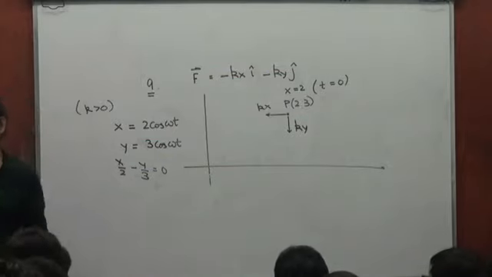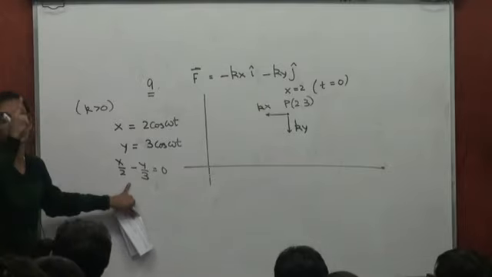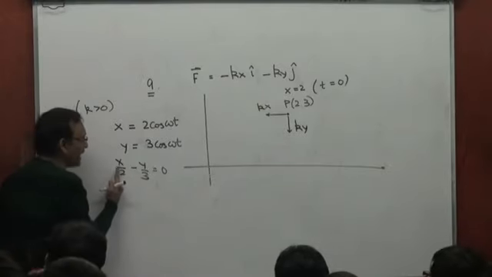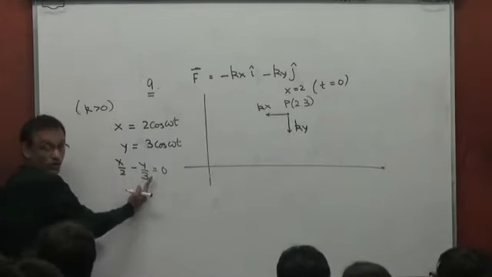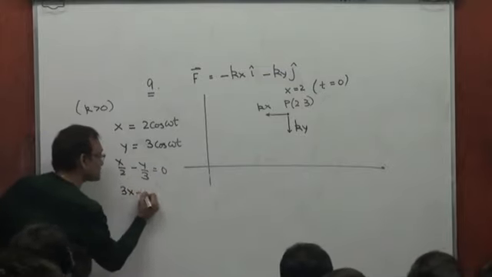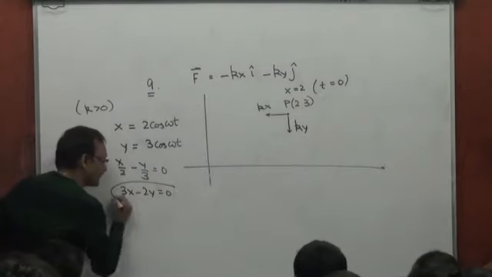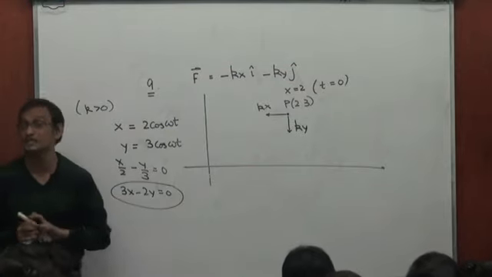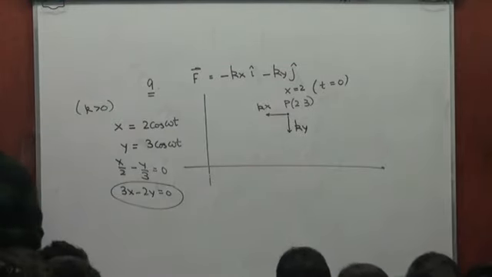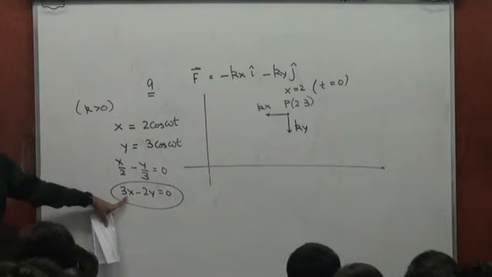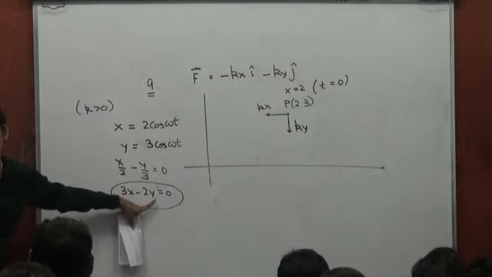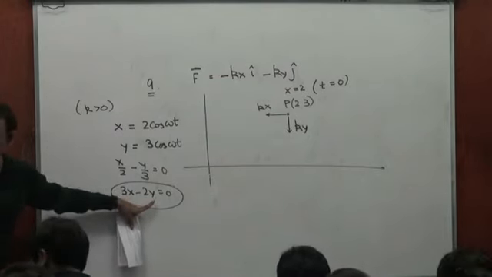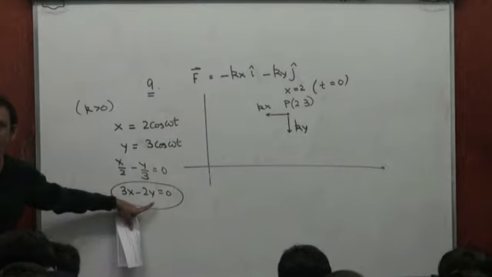It's going to execute simple harmonic motion, not along the x-axis, not along the y-axis, but along a line x by 2 minus y by 3 equal to 0. So, 3x minus 2y equal to 0 would be the line of simple harmonic motion executed by this. This is the locus of the oscillator. 3x minus 2y equal to 0 is the required locus. Got me? Fair enough?